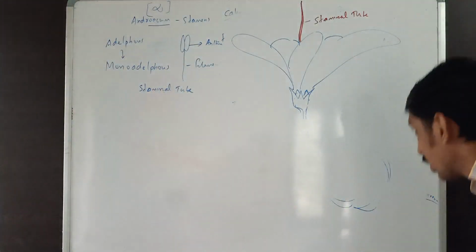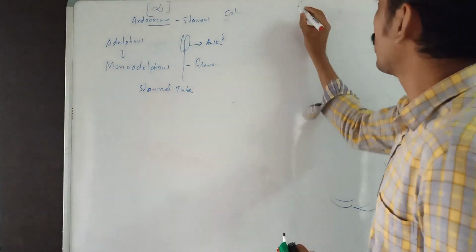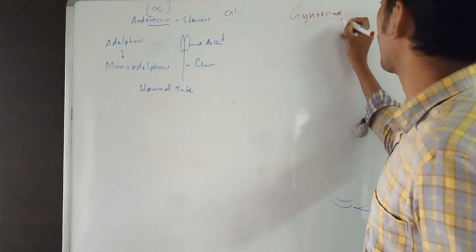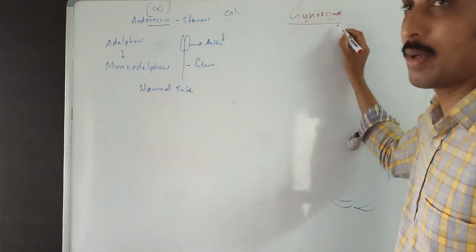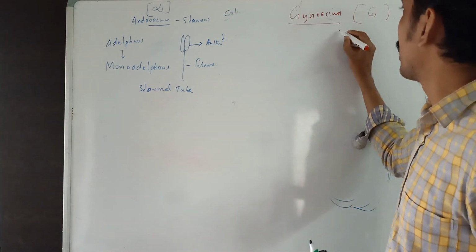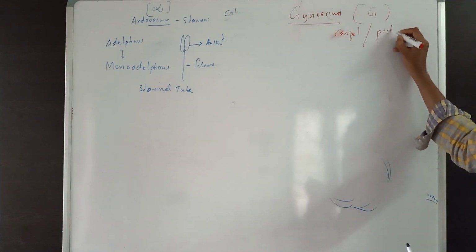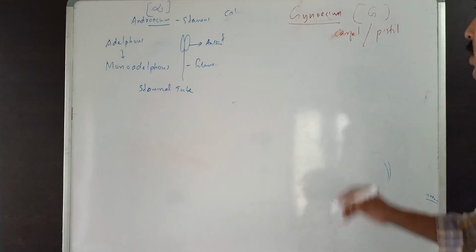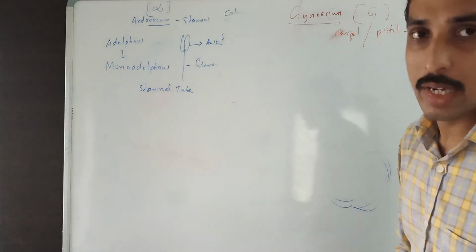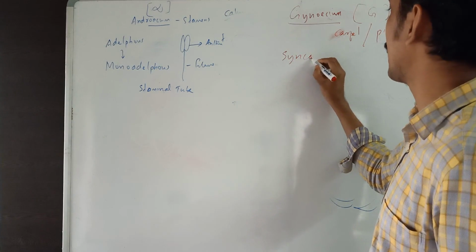And next, when we move into the gynoecium, usually gynoecium is the female reproductive part, whereas androecium is the male reproductive part, represented by G. Here the gynoecium is made up of carpel or pistil. The basic unit of gynoecium is called carpel or pistil. That is also 5 in number. But in case of gynoecium, all the carpels get fused. That is why we can say that it is syncarpous.